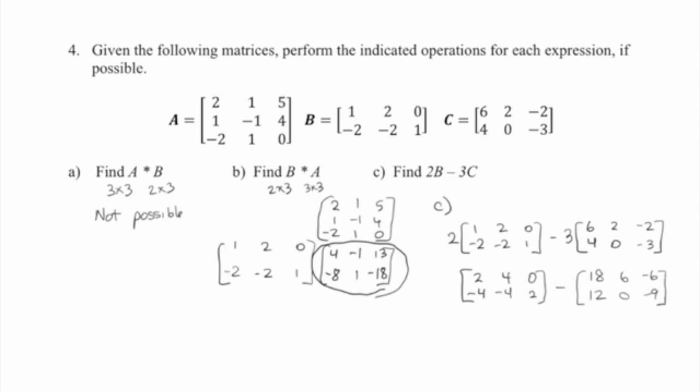And then we subtract terms that are in the same spot. So like 2 subtract 18, it's negative 16. 4 minus 6 is negative 2. 0 minus negative 6, positive 6. Negative 4 minus 12, negative 16. Negative 4 minus 0 is negative 4. And 2 minus negative 9 is 11.